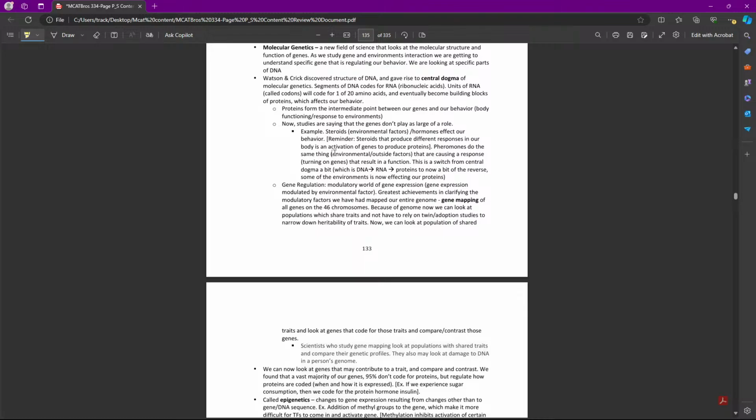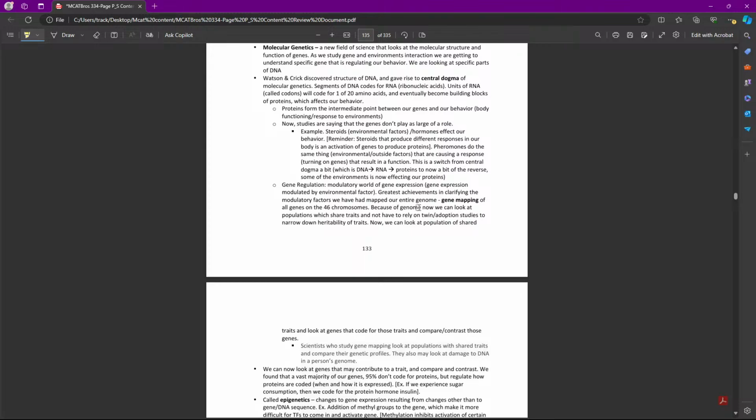Now studies are saying that genes don't play as large of a role. For example, steroids affect our behavior. Pheromones do the same thing, causing a response that turns on genes that result in a function. This is a switch from the central dogma a bit, which is DNA, RNA, proteins, and is now a bit reversed due to environments impacting our expression of proteins. So, gene regulation modulates the world of gene expression.